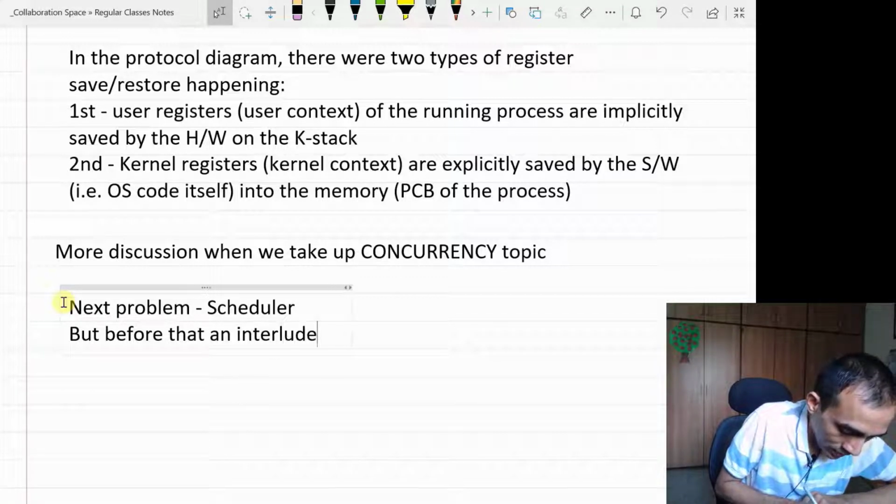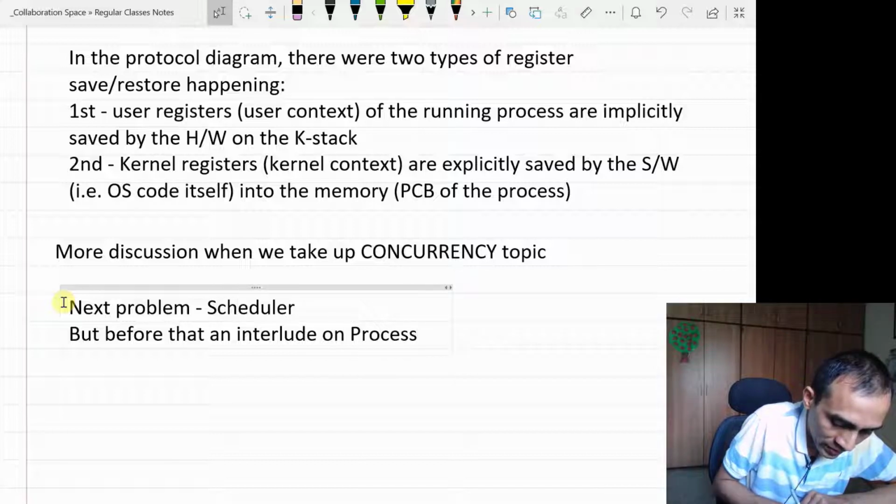So now, there are system calls for process related things. There are system calls.